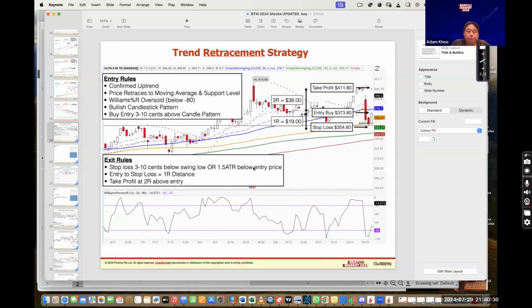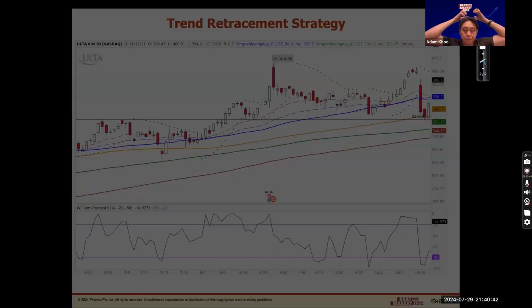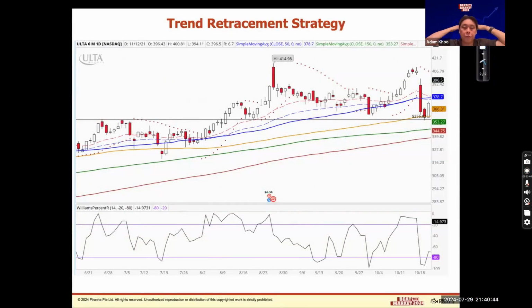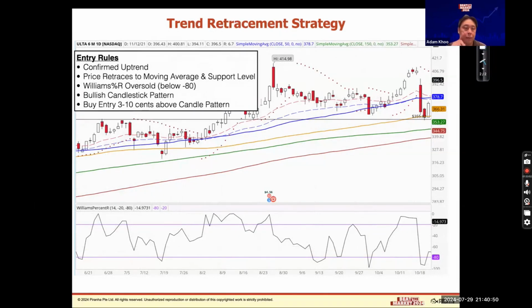So let me give you some specific rules for some of the strategies that I've introduced. The first is the trend retracement strategy. So here are the entry rules. Number 1, I want to first make sure that the stock is on a confirmed uptrend.